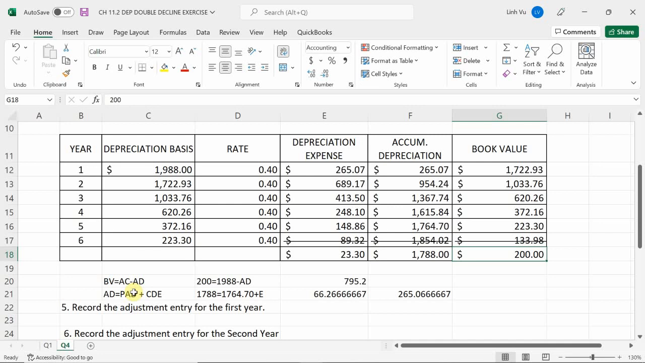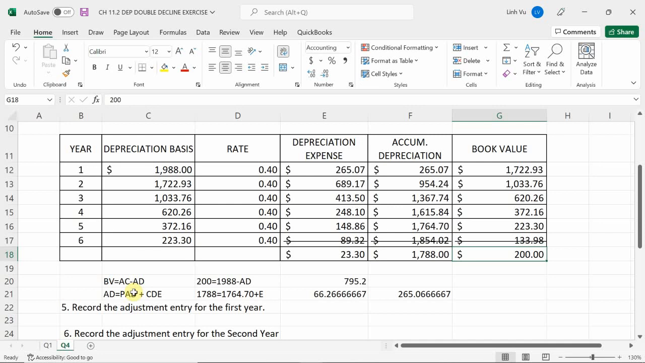What's my previous year's accumulated depreciation? Not for year 5. I apologize. 1764. Now, if my formula is going to be 1788 is equal to 1764 plus x, how do I solve for x? Oh, you just minus them, so it'd be 23.30. Correct. I get it now.